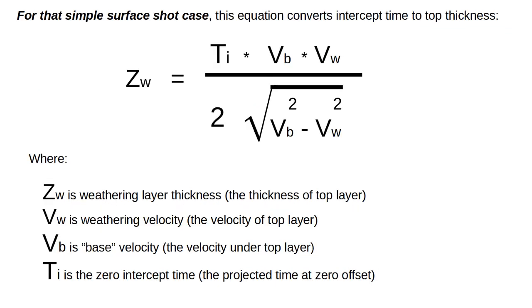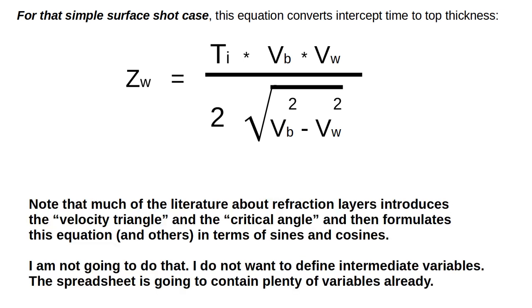For that simple surface shot case, this equation converts intercept time to top thickness, where ZW is weathering layer thickness, VW is weathering velocity, VB is the base velocity, the velocity under the top layer, and TI is the zero offset intercept time. Note that much of the literature about refraction layers introduces the velocity triangle and the critical angle and then formulates this equation and others in terms of sines and cosines. I am not going to do that. I do not want to define intermediate variables. The spreadsheet is going to contain plenty of variables already.